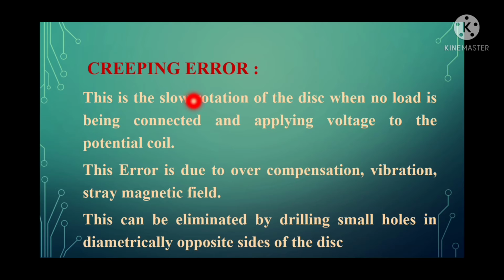Creeping is when the aluminum disc rotates even with applied voltage and no load. That is, when the load is not connected to the energy meter and voltage is applied only to the potential coil, even then there will be slow rotation of the aluminum disc.